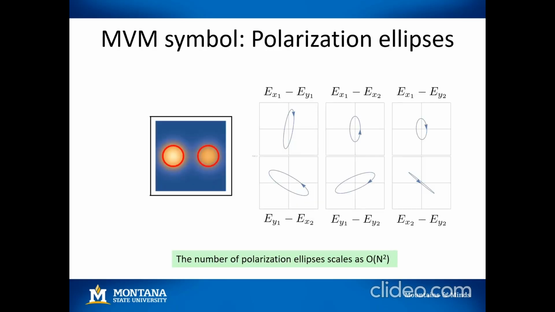A more complete picture is to show the intensity pattern and also the polarization ellipses for all possible distinct combinations of degrees of freedom. So for 4 spatial and polarization degrees of freedom, we can plot 6 polarization ellipses. Keep in mind that the number of polarization ellipses on this modulation format scales quadratically with the number of degrees of freedom, and this will explain why the polarimetric receiver we have at our disposition also scales quadratically with the number of degrees of freedom.